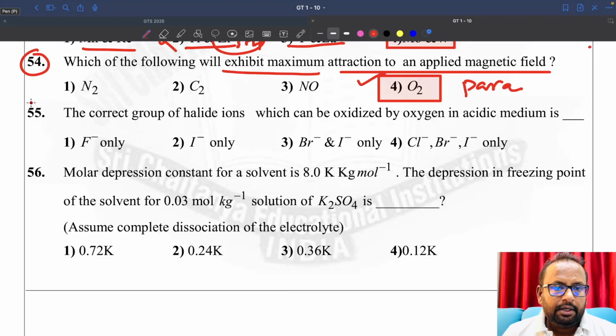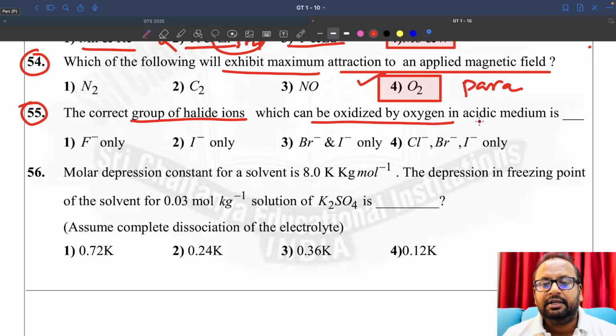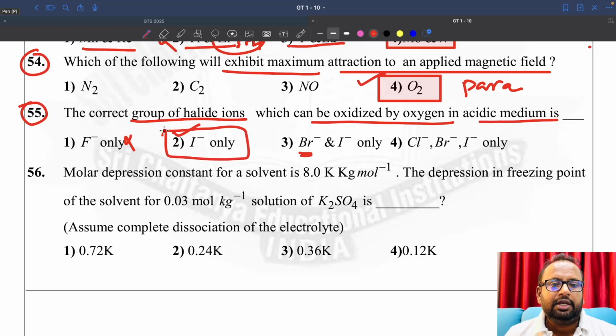Okay. Next we'll move to 55th question. The correct group of halide ions which can be oxidized by oxygen in acidic medium. So oxygen cannot oxidize fluorine. It can oxidize I minus. So it cannot oxidize Br minus. So our answer must be, it oxidizes only I minus ions, right? So remaining halides cannot be oxidized by oxygen due to its standard reduction potential values.